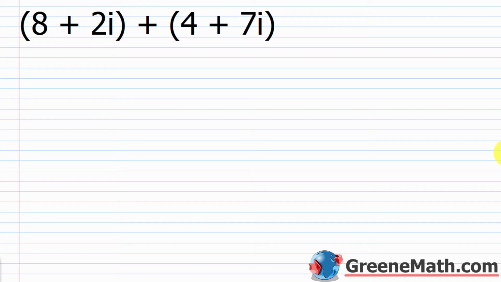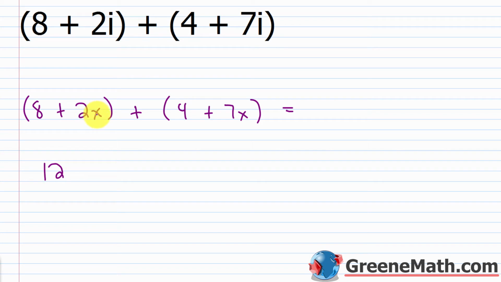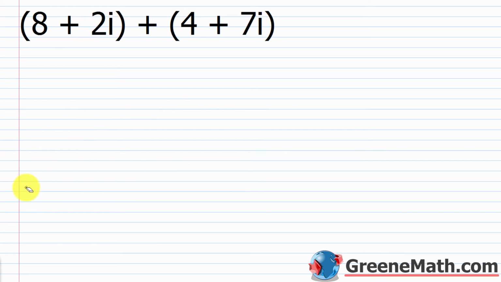So if I have something like 8 plus 2x, and then I add 4 plus 7x, we all know what to do. We take 8 and 4 and add those together, that's 12. And we take 2x and 7x, we'd add those together, that's 9x. Very, very clear what to do. It's the same thing here, okay?